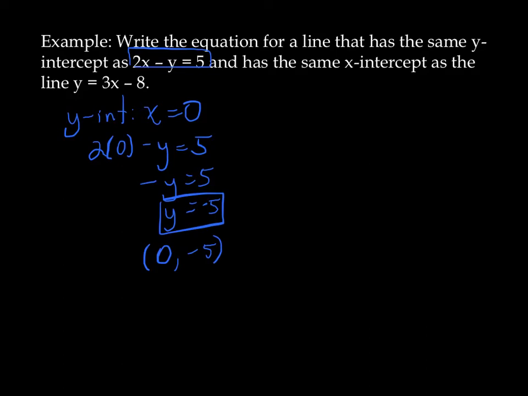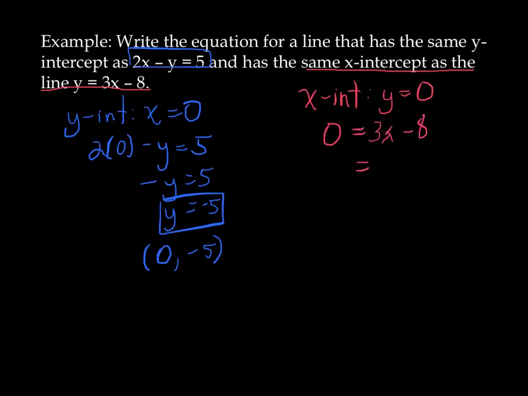The second clue says that we have the same x-intercept as the line y equals 3x minus 8. For the x-intercept, that's the point where y is equal to 0. So we now have 0 equals 3x minus 8, and x is equal to 8 over 3. So we have a second point, 8/3, comma 0. All right, now we know 2 points. We know the y-intercept and we know the x-intercept. Let's see if we can get a final answer here.